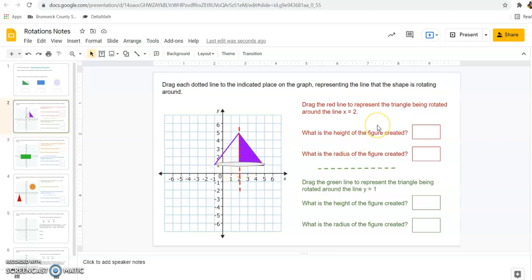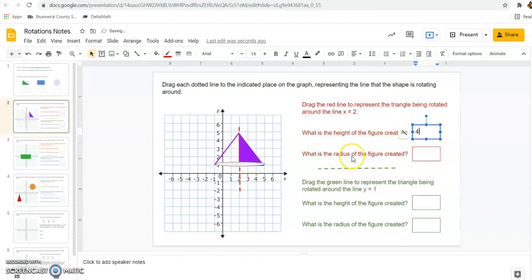So the two questions it asked me is, what is the height of the figure created? So what is the height of my cone? Just count the blocks. So I have 1, 2, 3, 4. That's the height of my cone. And what is the radius of my cone? Radius is from the middle to the outside. So again, count the blocks. 1, 2, 3. My radius is 3.